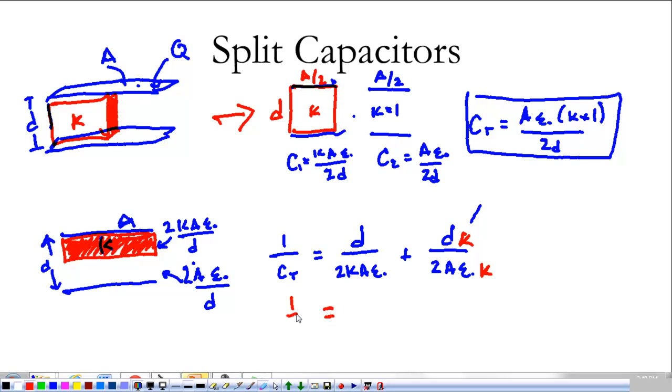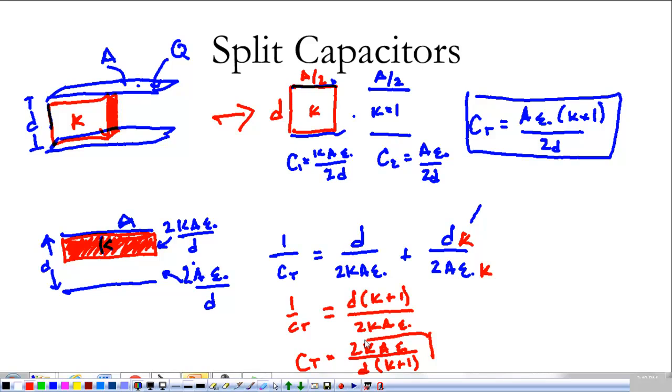And I see that 1 over C total is equal to D times kappa plus 1 over 2 kappa times A epsilon naught, and that my total capacitance in this situation is equal to 2 kappa times A epsilon naught over D times kappa plus 1. It's a different way of adding them together.